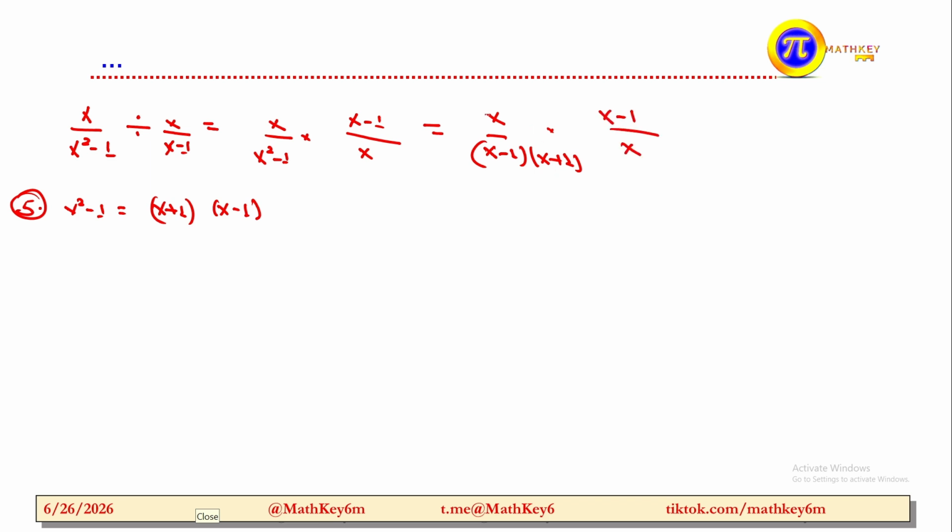Next, we cancel this x by x. We cancel this x minus 1 by x minus 1. What remains? The result becomes 1 over x plus 1. So, finally, the correct answer for this simplification is 1 over x plus 1.